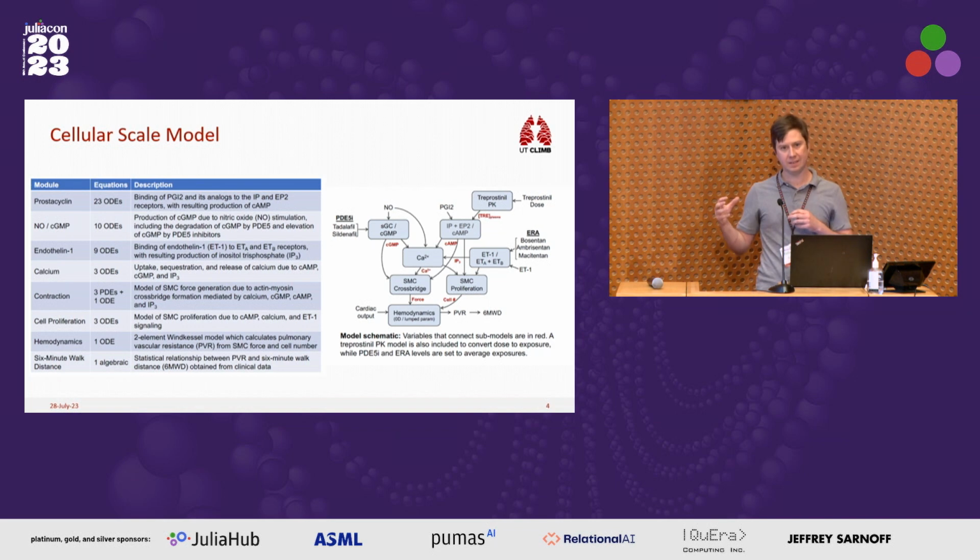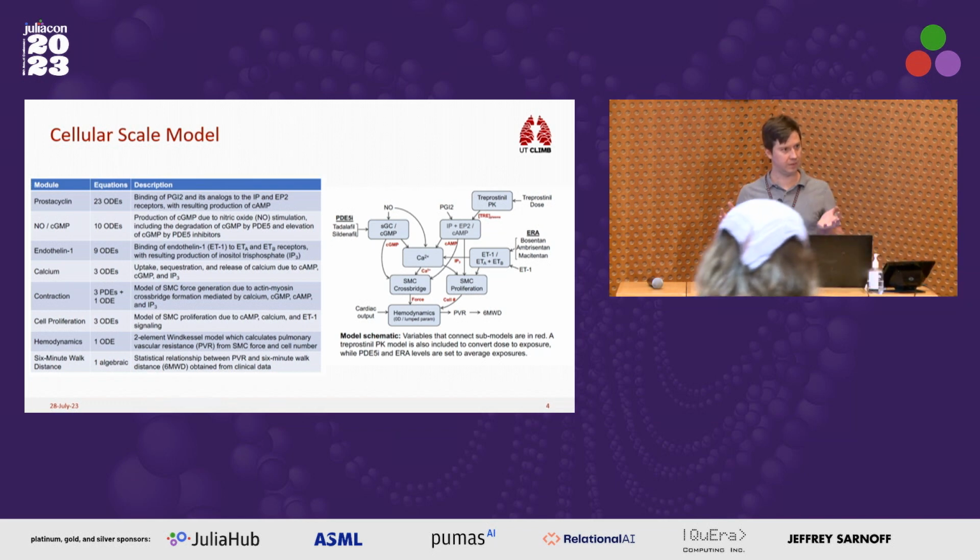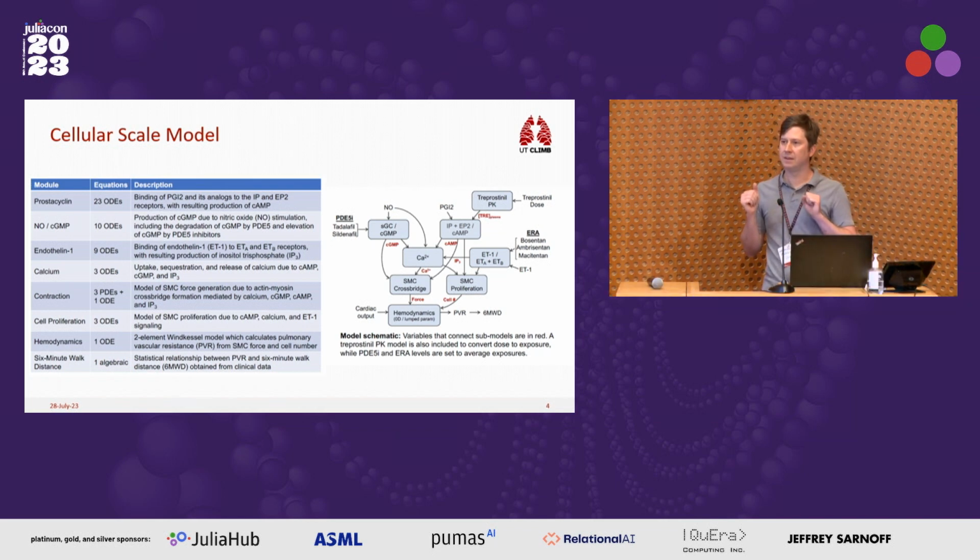We then feed this into our hemodynamics model that simulates the organ scale, which will get us the pulmonary vascular resistance that I talked about, the resistance of flow in your arteries. And because we don't want to model a whole person and figure out how far they're walking in 6 minutes, that's beyond the scope of the model we want to build. We went through our data and came up with a statistical relationship relating this vascular resistance to 6-minute walk distance.